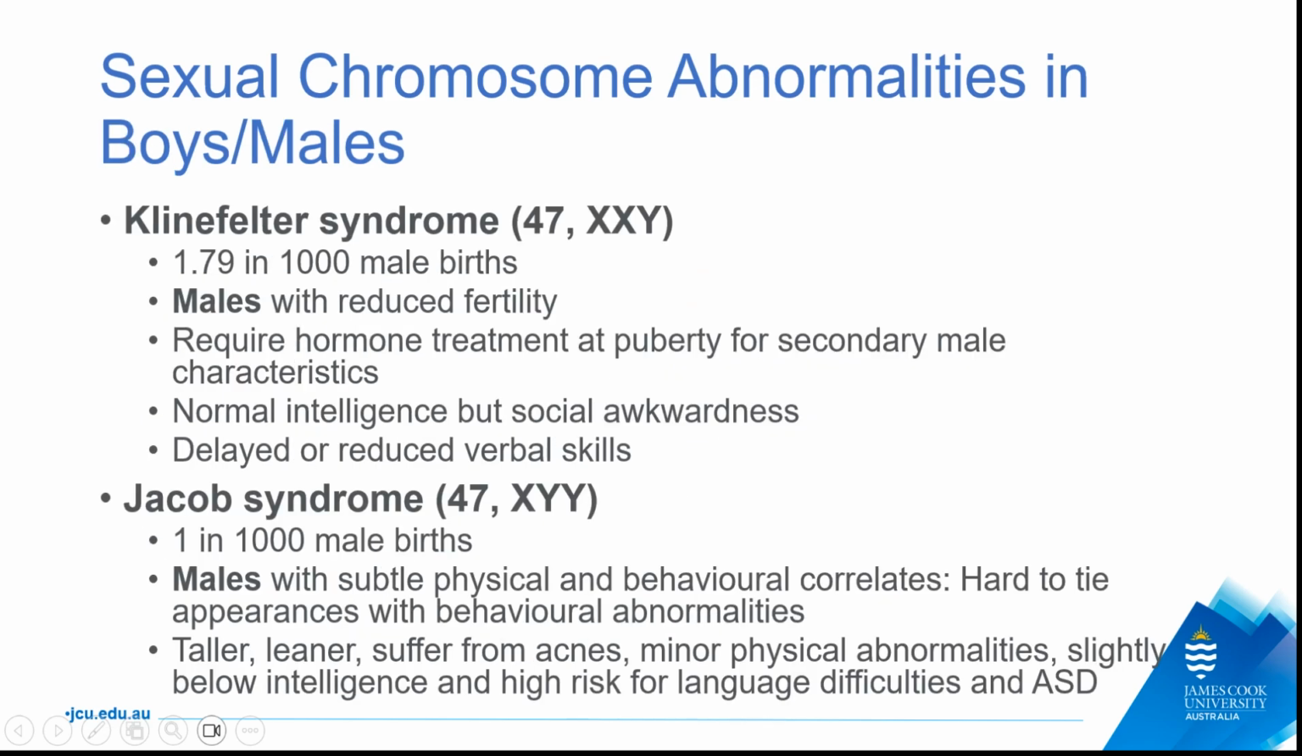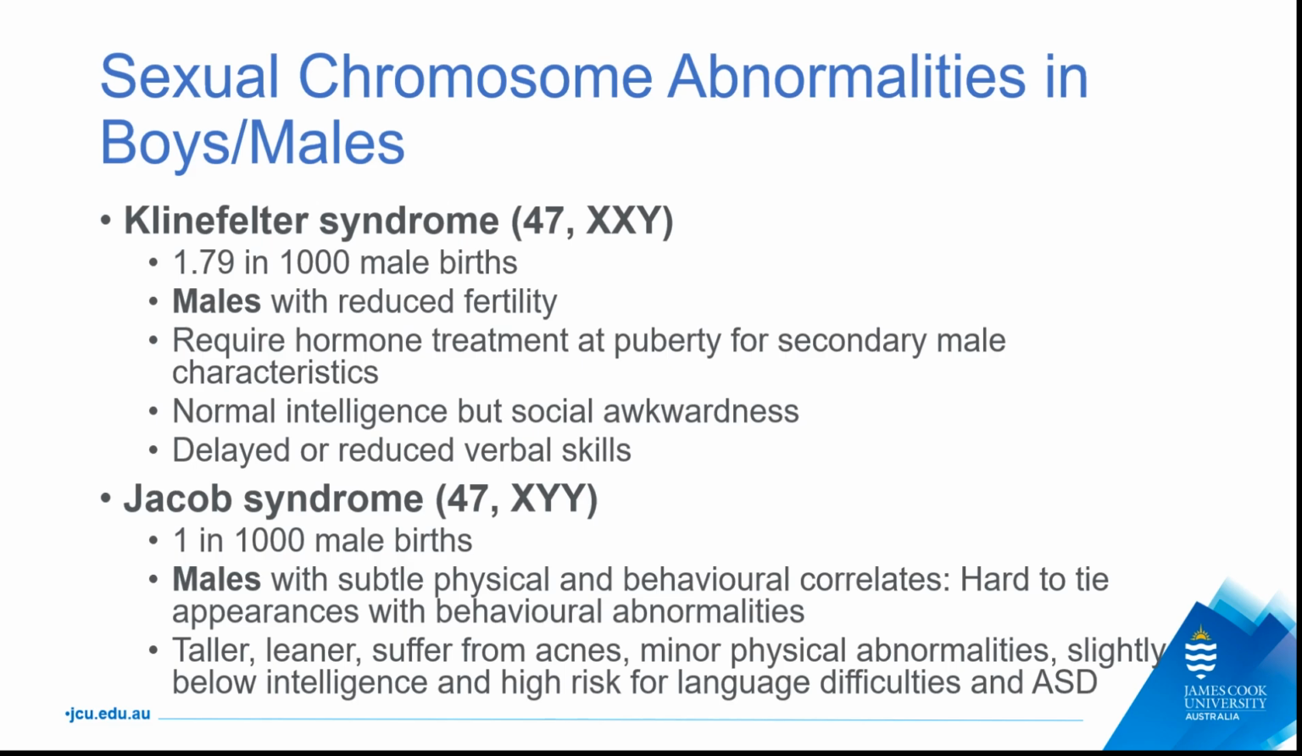Now we turn to males, or boys. Klinefelter syndrome, if you multiply it by 2, is like 3.6 in 2,000 male births. So it's slightly more common than Turner syndrome. It leads to males with reduced fertility, and that requires hormone therapy treatment. Normal intelligence but social awkwardness, a bit like Turner syndrome, and delayed, reduced verbal skills, partly because of the extra chromosome.